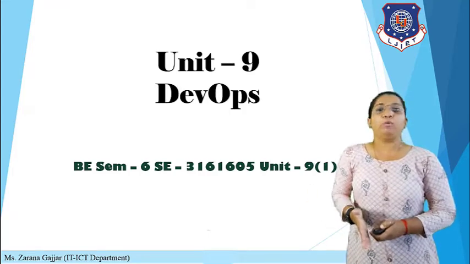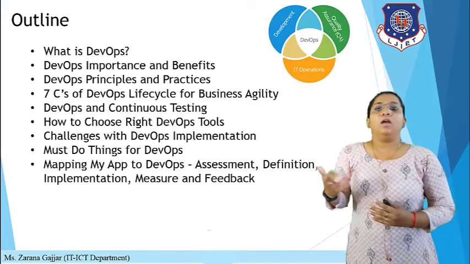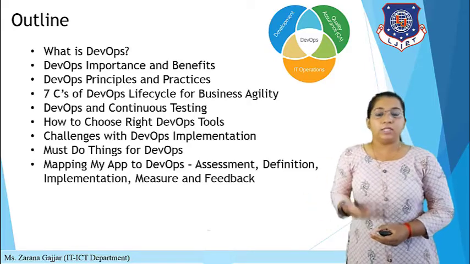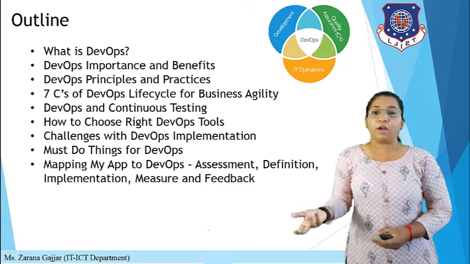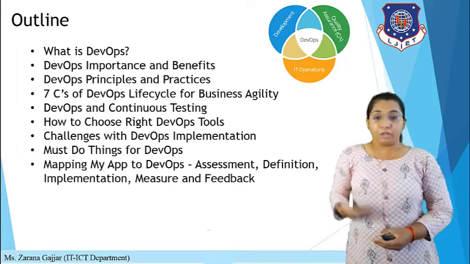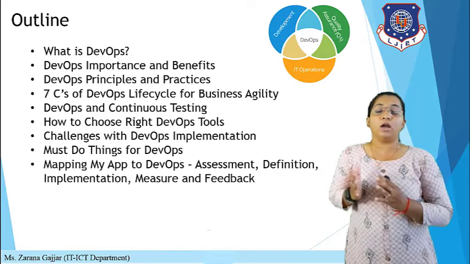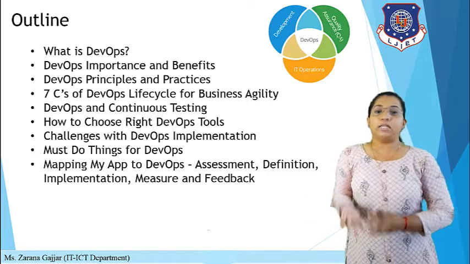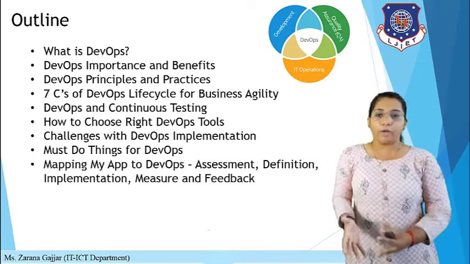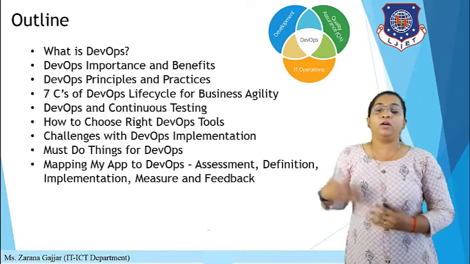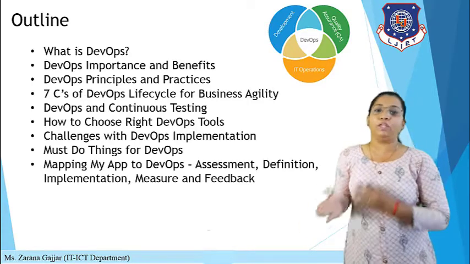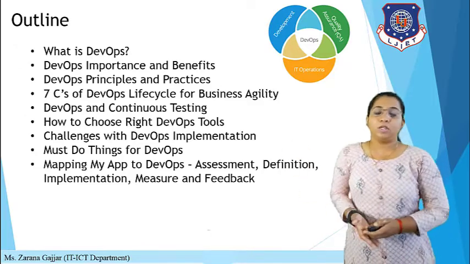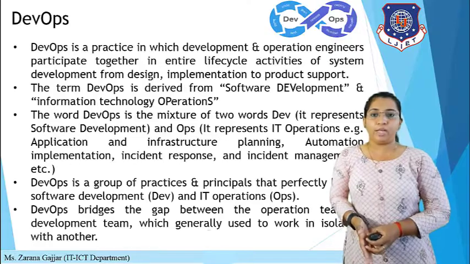So, in this unit, we will learn about various topics like what is DevOps, DevOps importance and benefits, then principles and practices, then the 7 C's of the DevOps lifecycle for business agility, DevOps and continuous testing, then how to choose the right DevOps tool, challenges with DevOps implementation, then what are the things that you must do for adopting DevOps, then mapping of your particular application with the DevOps tool. Okay, so in this unit we will learn about these topics. So let's start with the first topic of today's lecture.